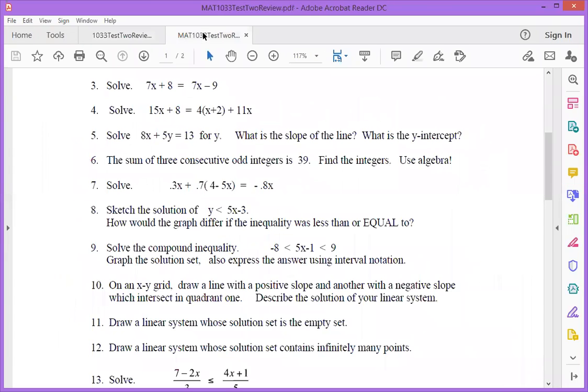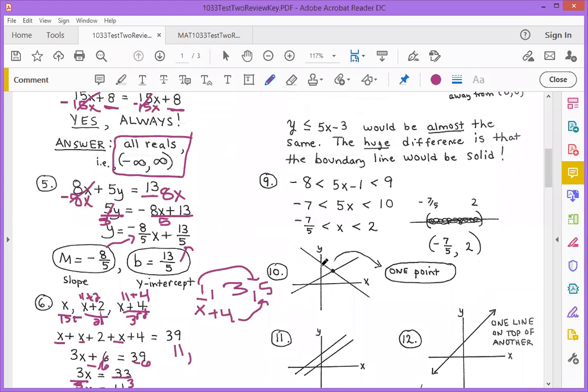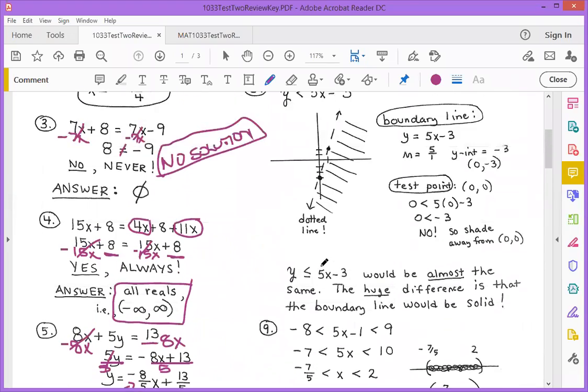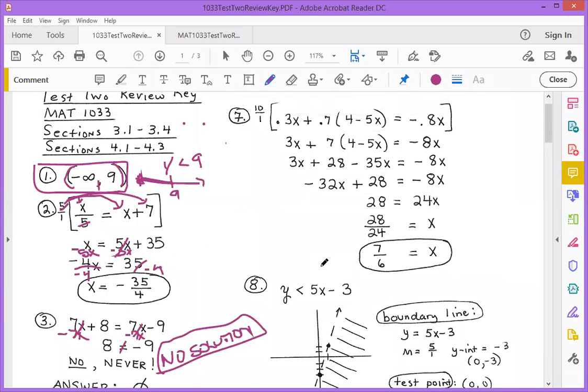Now for number 7, we're solving this equation that has decimals, 0.3x plus 0.7, and in parentheses 4 minus 5x equals 0.8x. When we have equations that have the decimal points, we want to get rid of those decimal points. So we've got to figure out what our place value is. Like each of these numbers, the decimals, are in what space.